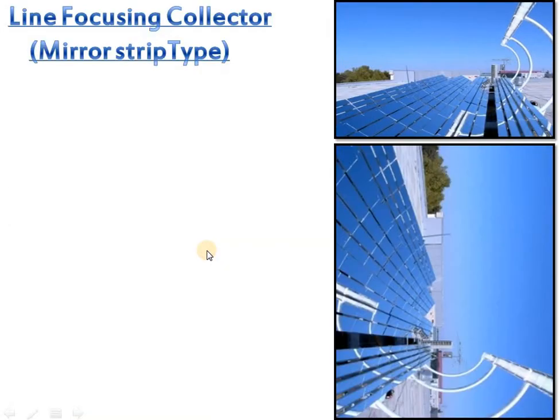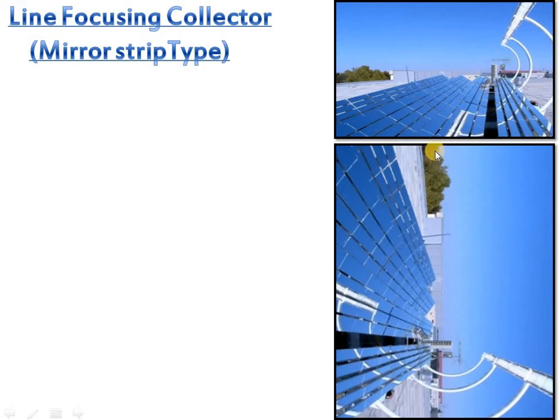And let us go to the second category of line focusing collector. We call it the mirror strip type of collector. There is not much difference. Instead of a plate, you will have some strips. You can see in the diagram, small metal strips are fixed here. They will again act like a parabolic reflector. And at the focal line, you can see the tube fixed here. Through the tube, liquid is running.